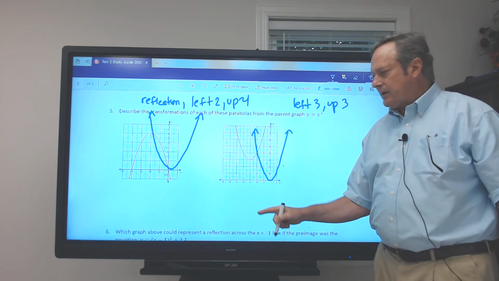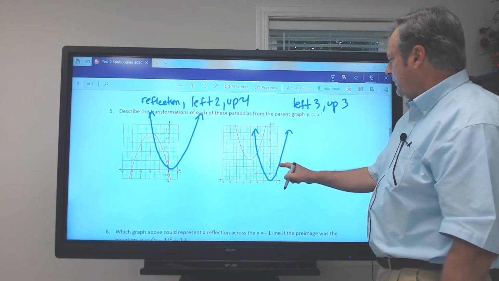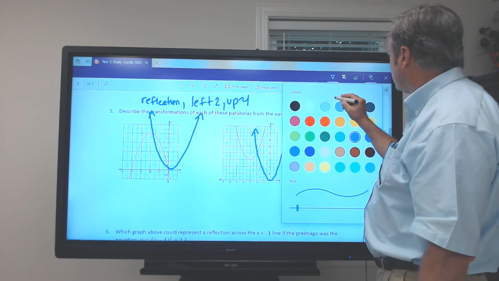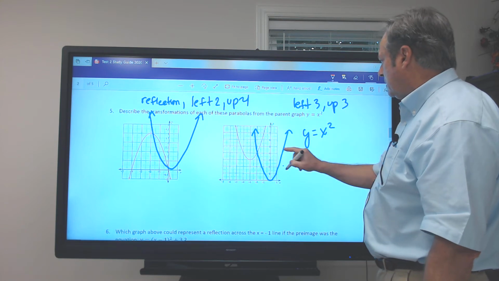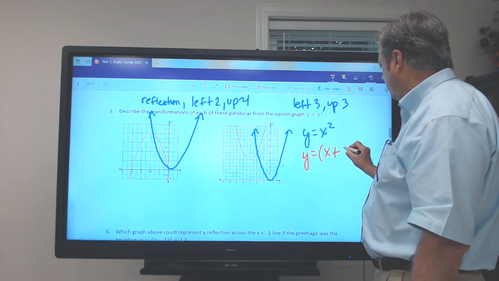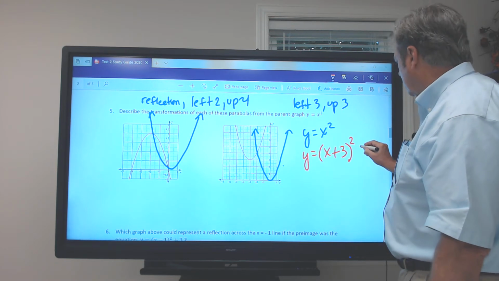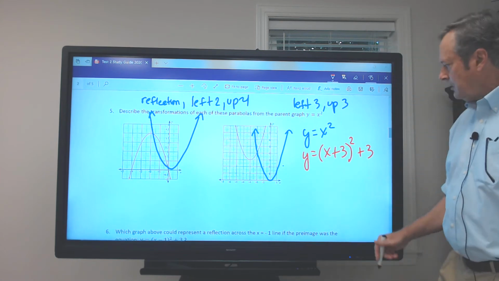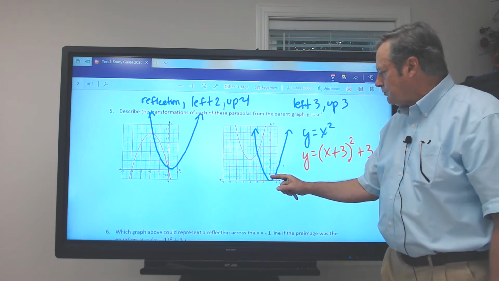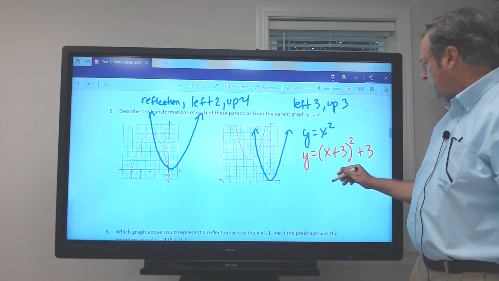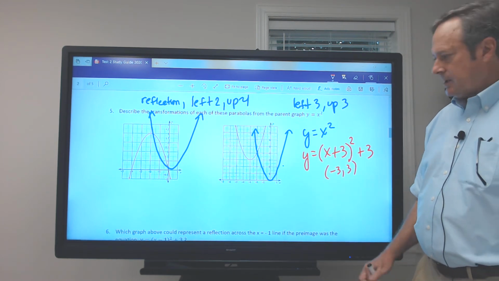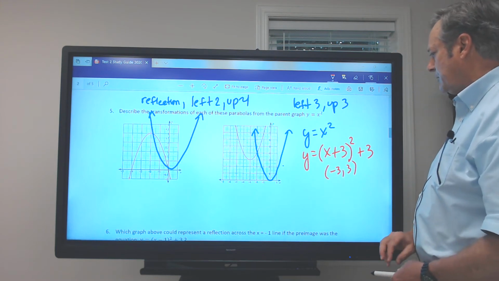So, in other words, I want to give you that equation. Let's understand. If this blue one is y is equal to x squared, the red one is y is equal to (x plus 3) squared plus 3. Remember, in vertex form, it's always the opposite. If it's plus 3, that meant it went left 3. The vertex would have been negative 3, 3. And that's something you want to keep in mind for a later problem.